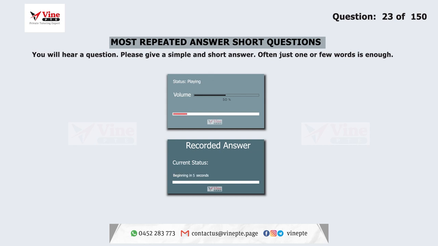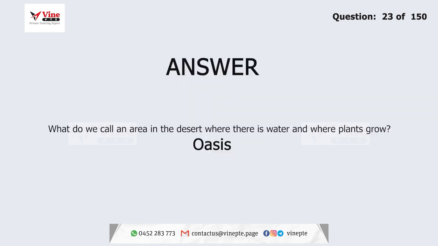What do we call an area in the desert where there is water and where plants grow? Oasis.